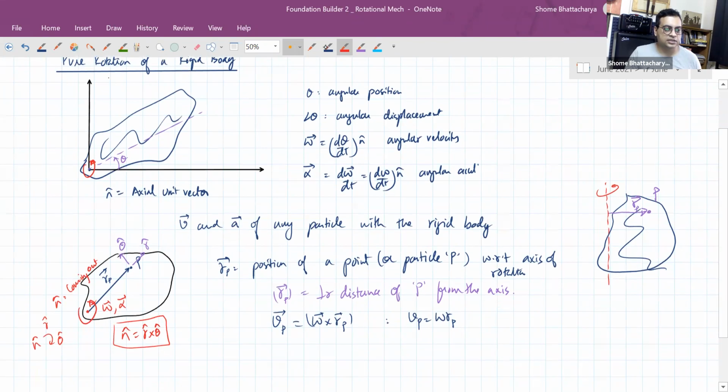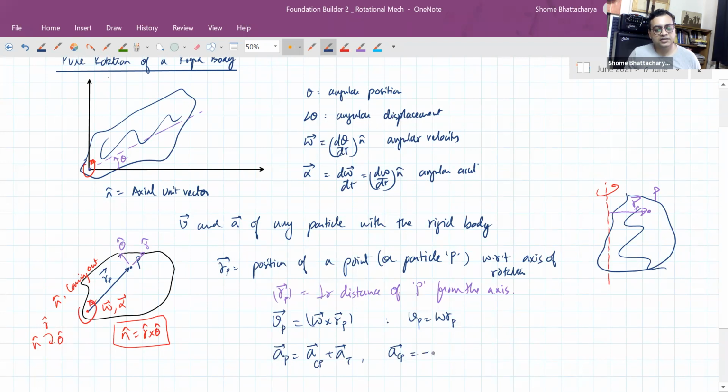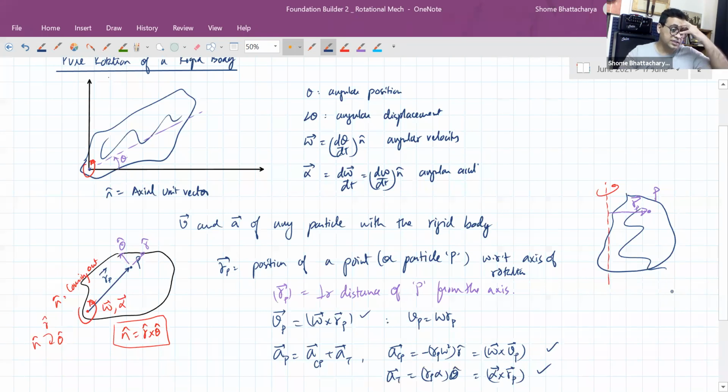And then we had seen that the acceleration of the particle is the sum of centripetal acceleration plus tangential acceleration. So centripetal acceleration is minus r omega square r cap, which can be written as omega cross v as a cross product, and tangential acceleration is r alpha theta cap, which can be written as alpha cross r. So these cross product relations also become important. So today we'll understand with an example why it's important to understand this cross product kind of relation.